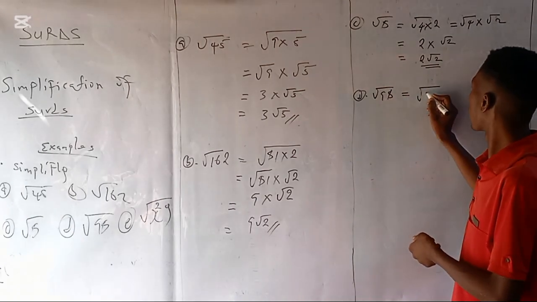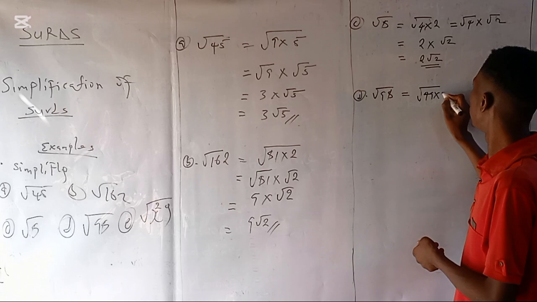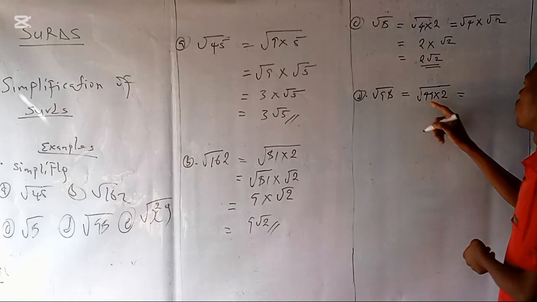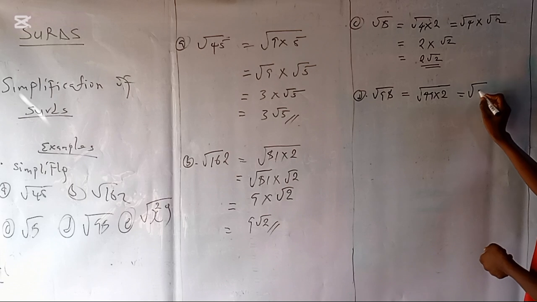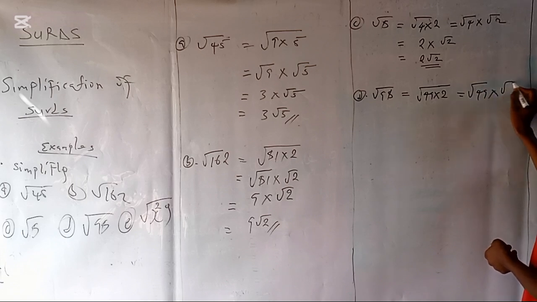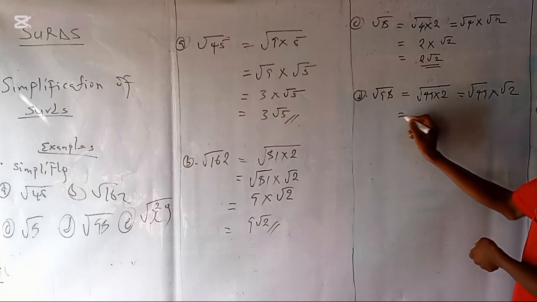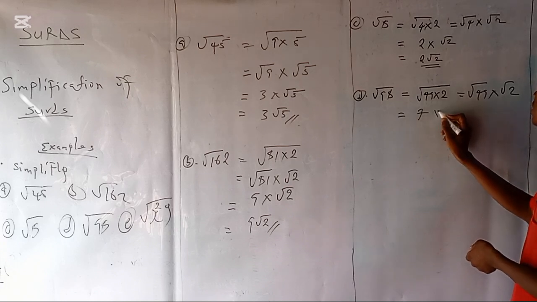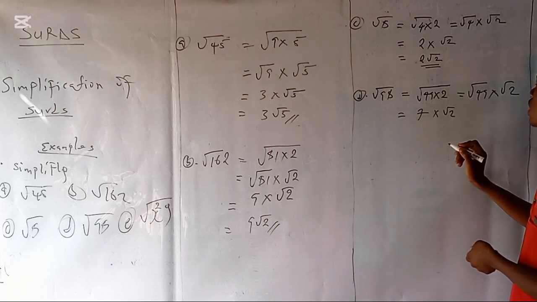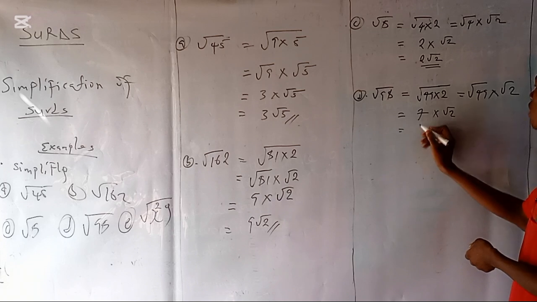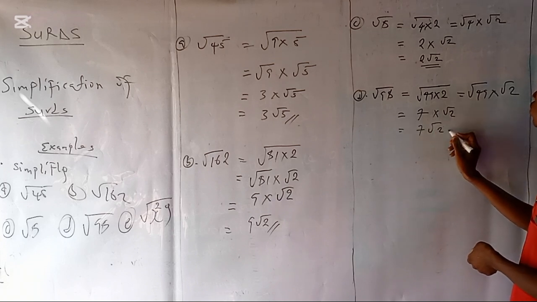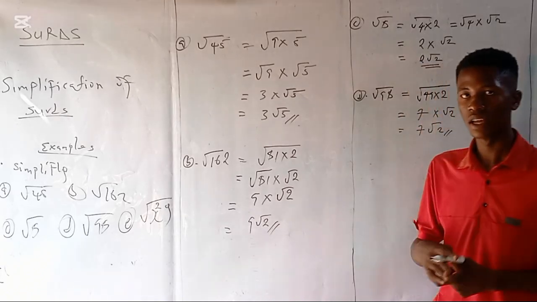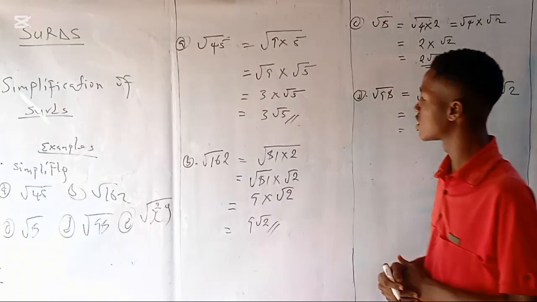So we put in there root 49 times 2, equal to, separate now, root 49 times root 2. So this equals root 49, which is 7, times root 2, which is equal to 7 root 2. Very simple. Are we there? This is simplification of surds. Are we together? Yeah. So let's take the last one.